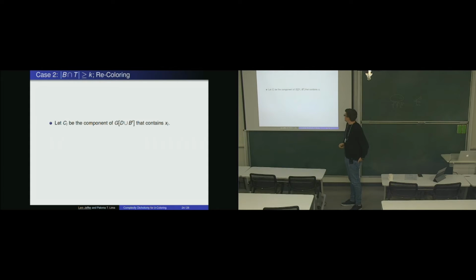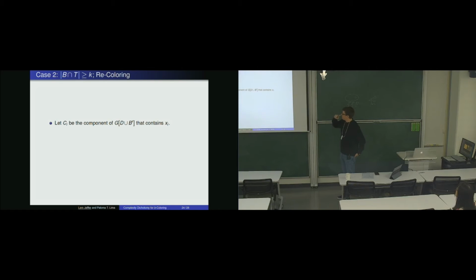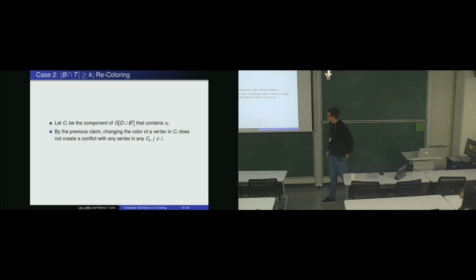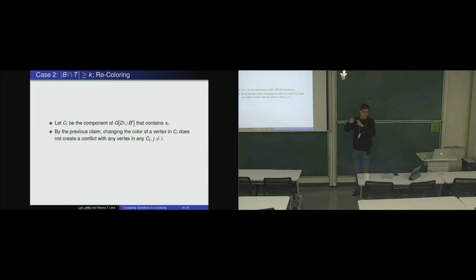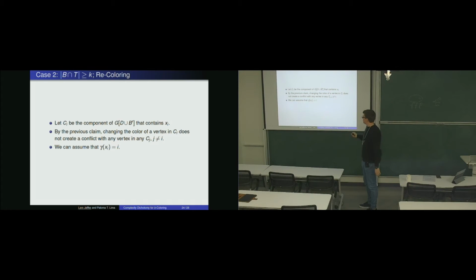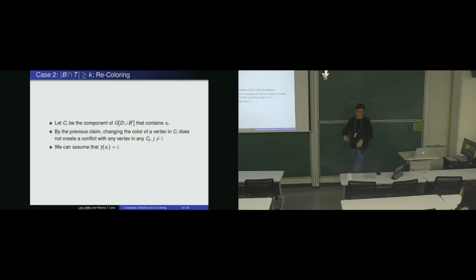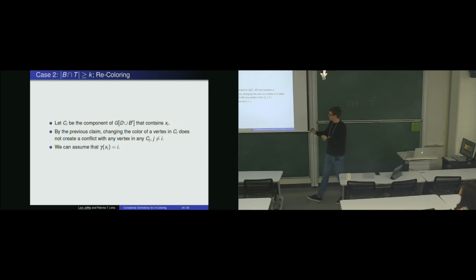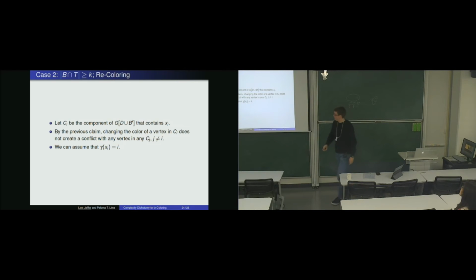Okay, so now let Ci be the component of the subgraph of G that contains Xi. So now we know that if we look at some of this component, we can recolor some of its vertices without creating a conflict in any Cj for j not equal to i. And this also means that we can assume that the color of Xi is actually i, because if not, we can just swap the color i with the color of Xi, and this doesn't create a conflict with the remaining graph.